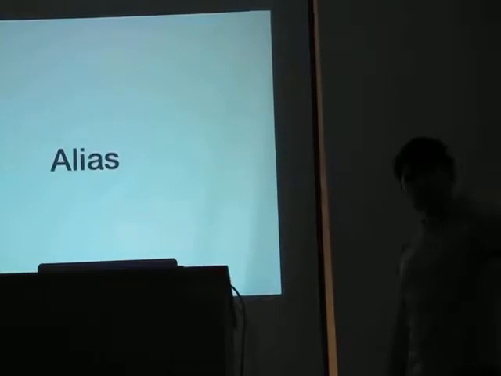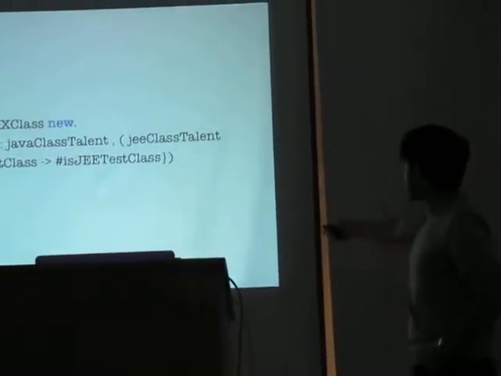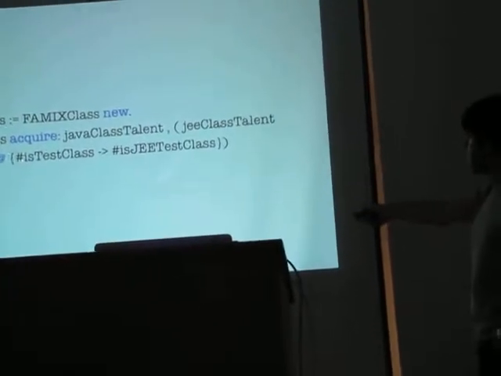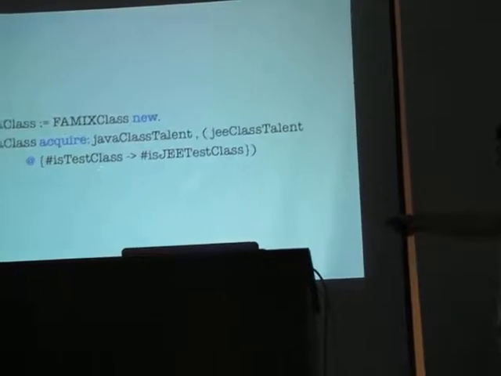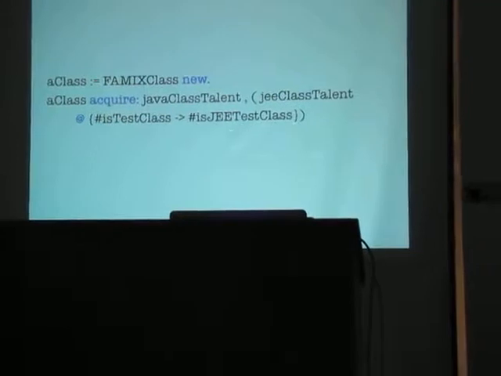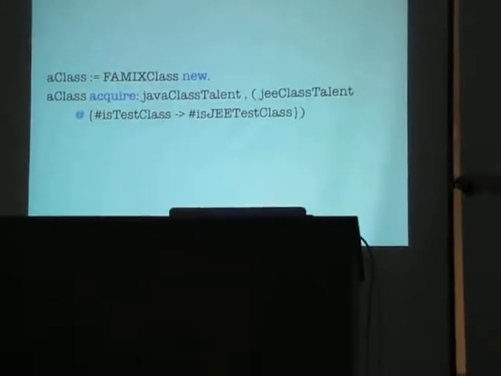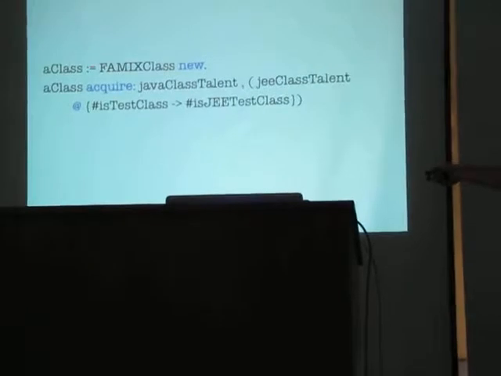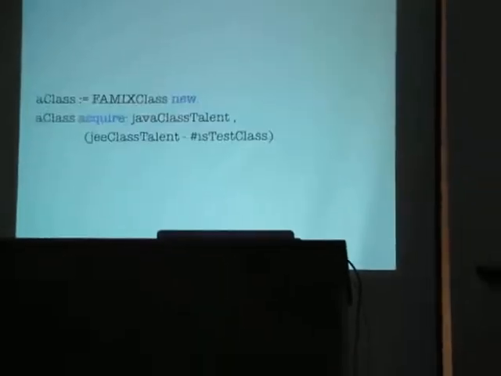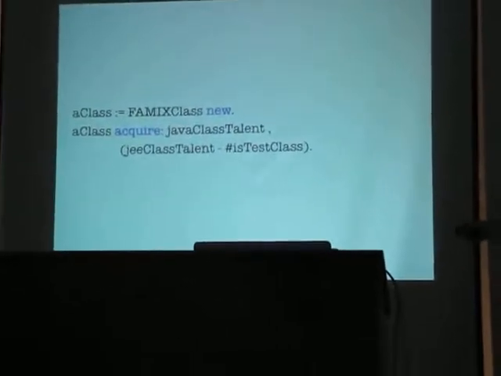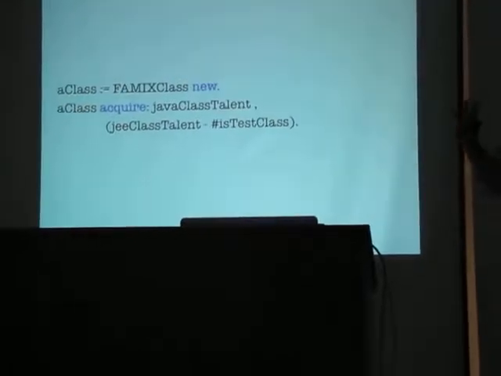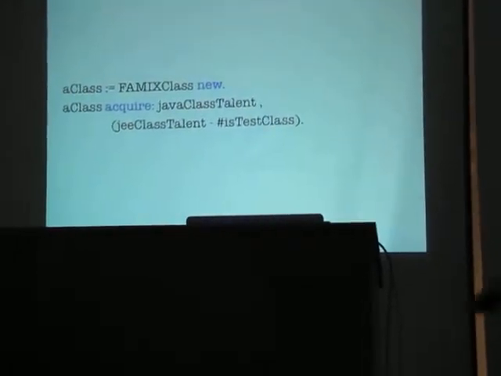We can have aliases, which are written like this: I'm composing the Java class talent with the JQuery class talent, but since I know that both of them define the isClass method, I think there's going to be a conflict. So I just alias it to a new name, and I can refer to it in the code of other methods like that. Okay? Good. And the last thing is I can exclude a particular method defined in a talent. Okay, one thing is excluding from a class, another thing is from an object, another thing is excluding from a talent. Okay?